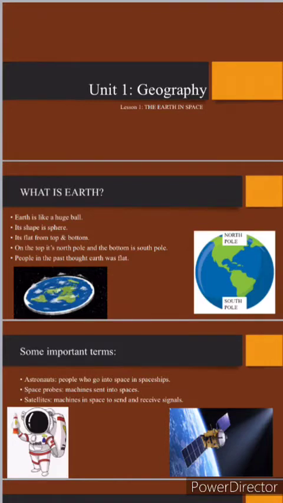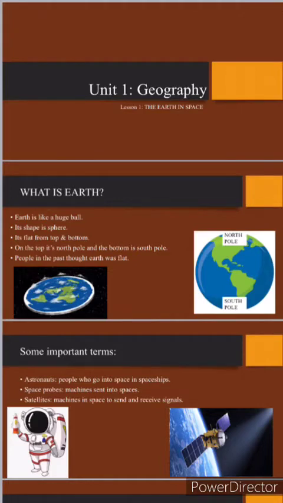The question is, what is Earth? So let me define the shape of Earth to you. The shape of Earth is a sphere and it is like a huge ball, but it is flat from the top and bottom. On the top it is the North Pole and on the bottom it is the South Pole. The people in the past thought that Earth was flat like a plate, but later on they realized that it was huge as a sphere.